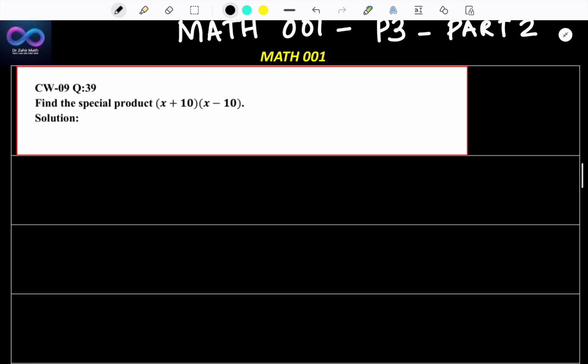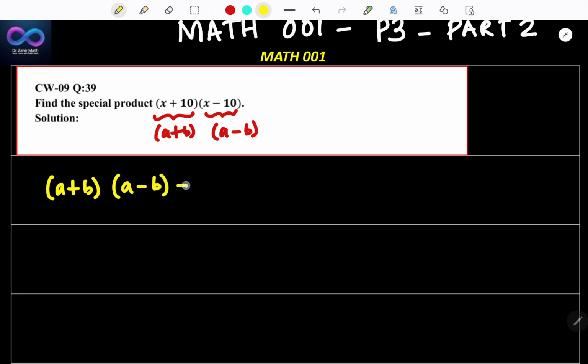First question. Find the special product (x plus 10)(x minus 10). So how does it look? (x plus 10)(x minus 10). This is of the model (a plus b) times (a minus b). So what is the formula? (a plus b) times (a minus b) is equal to a to the power of 2 minus b to the power of 2. Right?